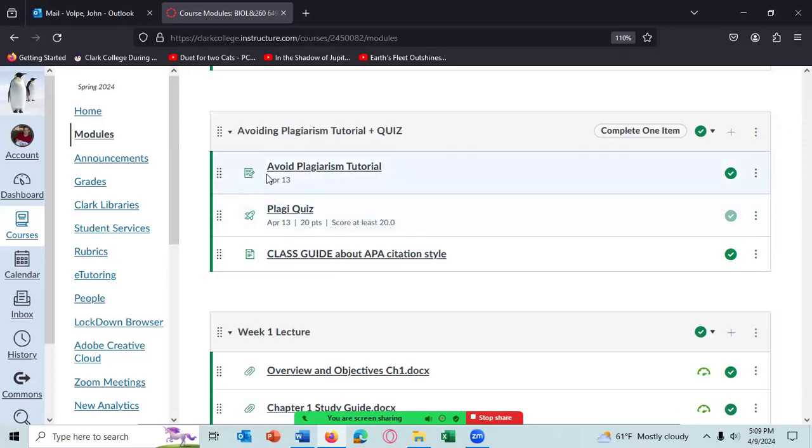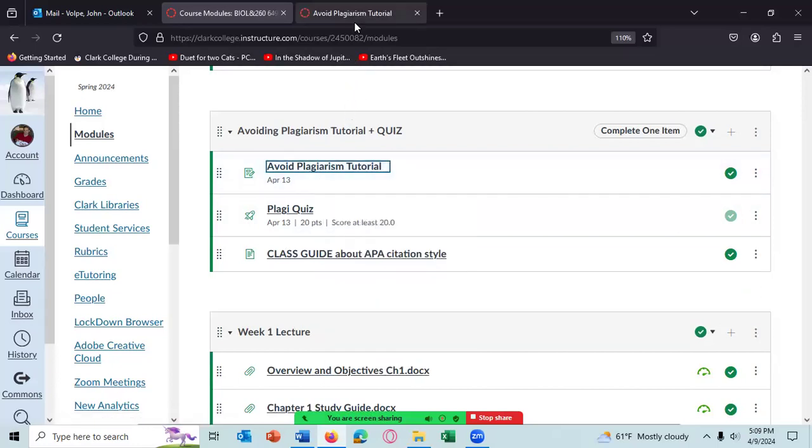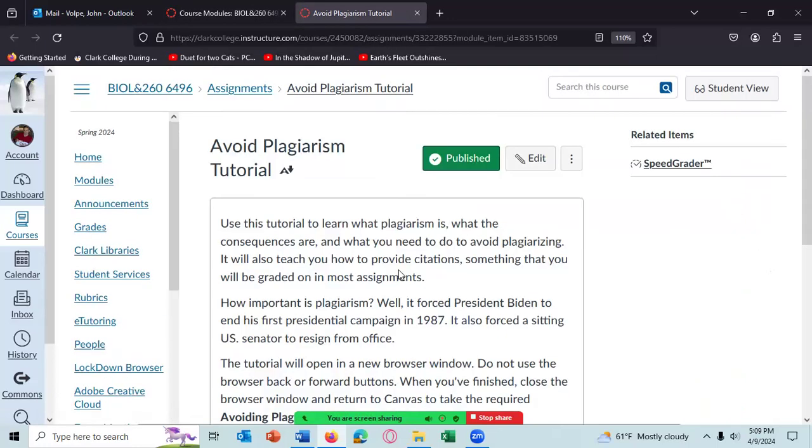And then there's 2 assignments that need to be completed. Actually, 3 assignments that need to be completed this week. The first is the avoiding the plagiarism tutorial. This is something that the Clark College Library has made, teaching you about plagiarism, how important plagiarism is.